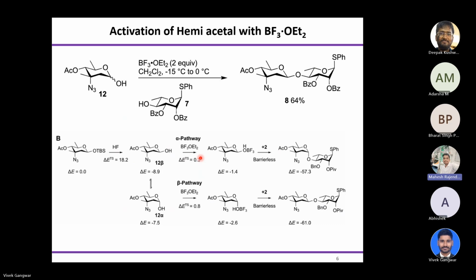Okay, basically it's not specific glycosylation. They are getting both alpha and beta. They are only explaining why one is getting less and one is getting more. So to get this beta, the energy barrier is less in comparison to the alpha pathway. In the alpha pathway, the transition state energy is less in comparison to the beta pathway.